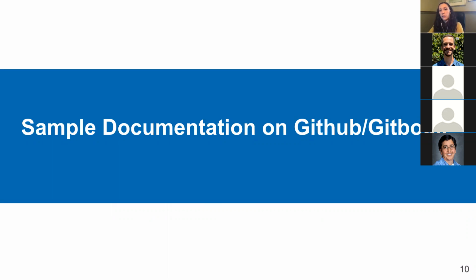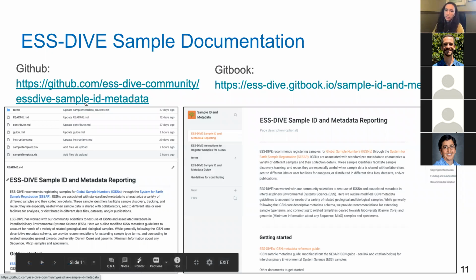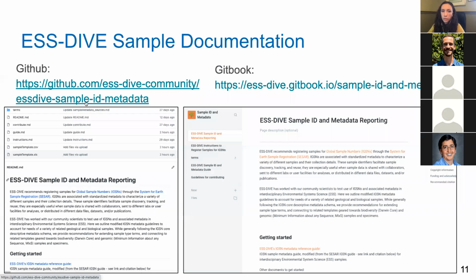So our final recommended format accounts for some of this feedback that I've mentioned from our testing and our background work. And so we've created a revised documentation in GitHub explaining the sample ID and metadata reporting format. So here are the links to the GitHub and Git Book specifically for the sample ID and metadata repository. And as Rob described, the information is identical in both. It's just a matter of how you prefer to view it.